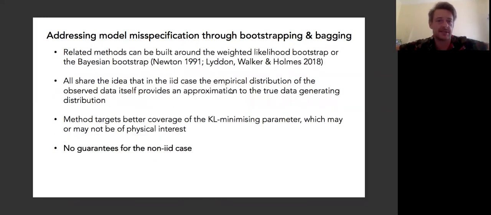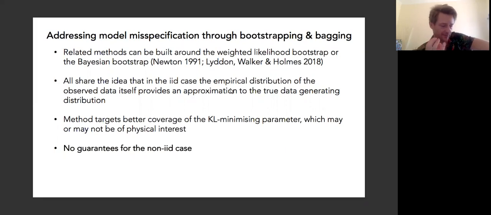There are a lot of related methods to this as well. They don't have to strictly be actual resampling. They could be things like this weighted likelihood bootstrap, which I won't explicitly talk about, but I give some references there. In all of these cases, the idea, a little bit like the back of the envelope derivation of this convergence to the KL minimizing point, is that we can use the empirical distribution of the observed data itself as some type of approximation to the true data generating process, and use this to try to robustify our inference. In all these examples, the method is targeting better coverage of this KL minimizing parameter.